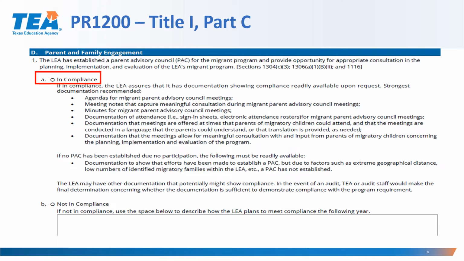The LEA may have other documentation that potentially might show compliance. In the event of an audit, the TA and the audit staff would make the final determination concerning whether the documentation is sufficient to demonstrate compliance within the program requirement. If the LEA indicates that they're not in compliance, they will have to provide a description of how the LEA plans to meet the compliance for the following year.